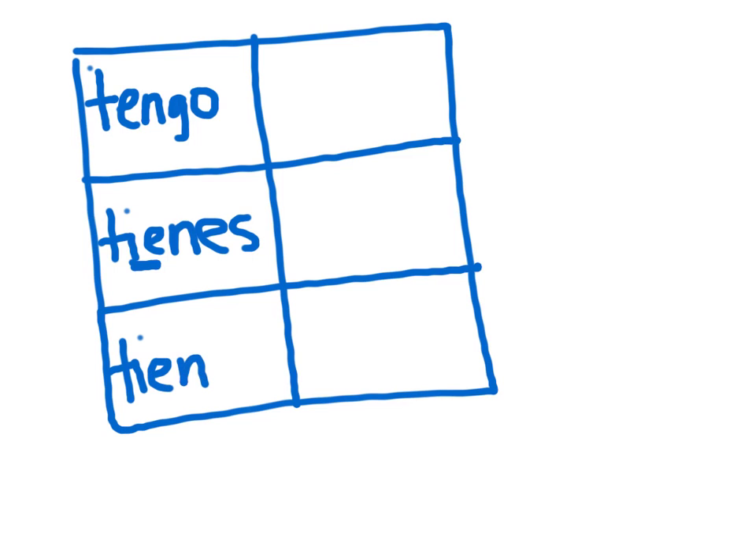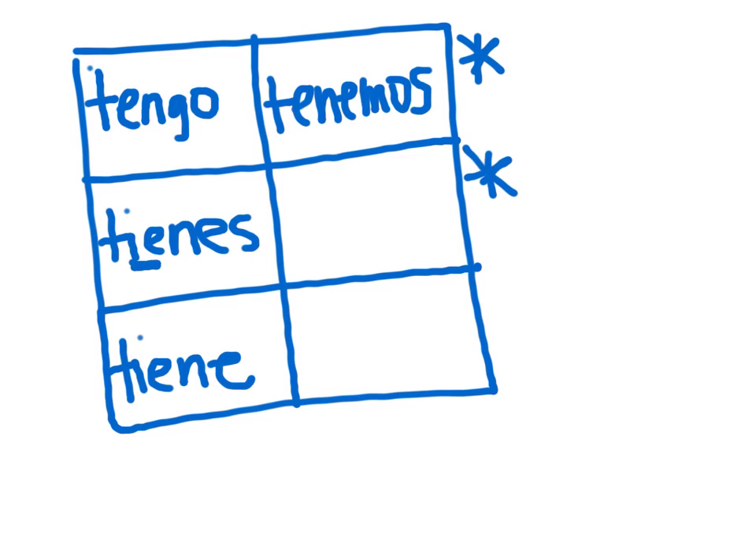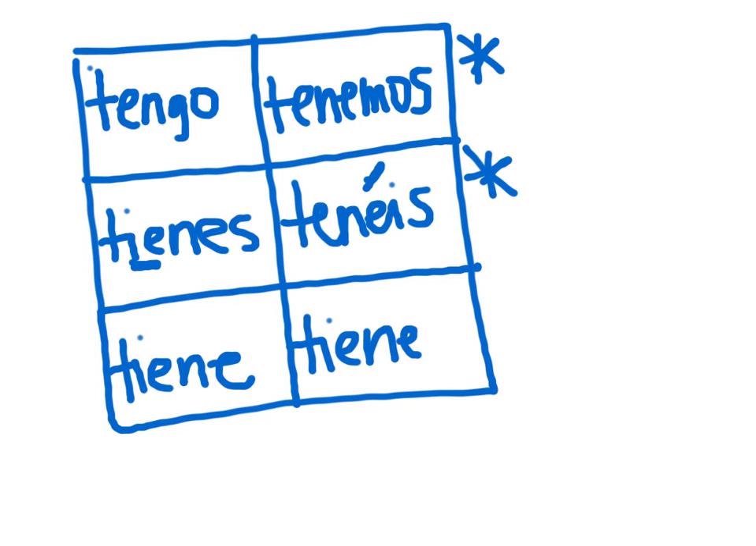Él, ella, usted tiene. Nosotros tenemos. Notice how I don't stem change because nosotros and vosotros never stem change. And tenéis. And I have an accent mark over the E. And then tienen. Pause this if you need to get these in your notes.